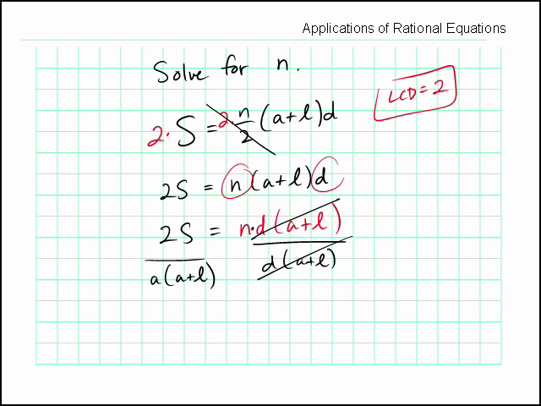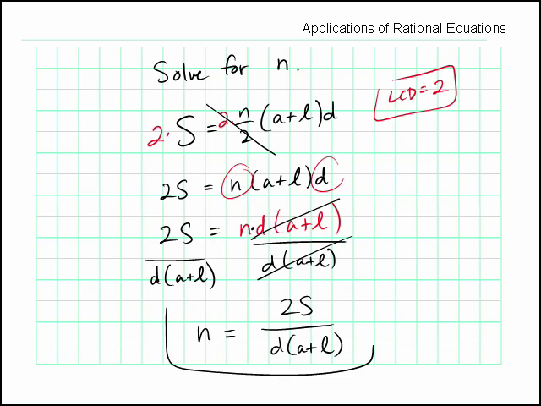And we are left with n on the right side, which I moved to the left. And that will equal 2S over d times a plus L. And we have the formula solved now for n. Okay, that's how we solve formulas.